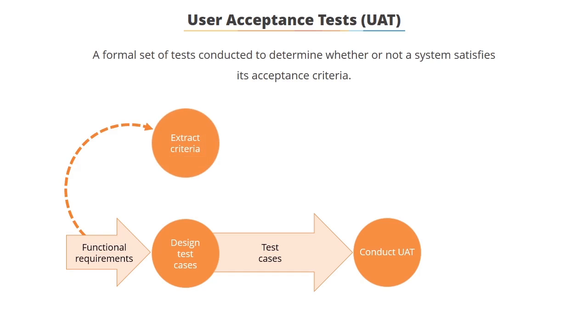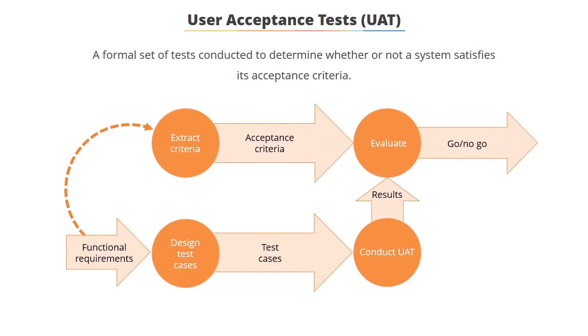Functional requirements are written very early in the development process of a new system. The user acceptance tests should be extracted directly from the functional requirements at a very early stage as well. They're actually applied, of course, at the end of the project once the system is complete.